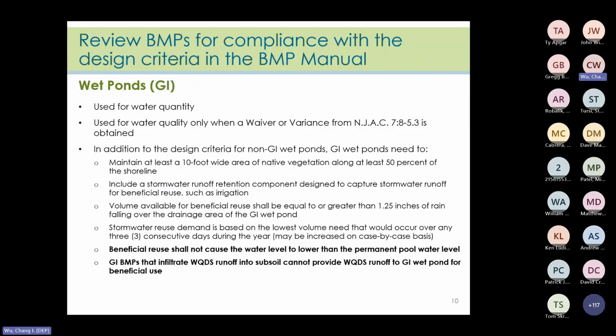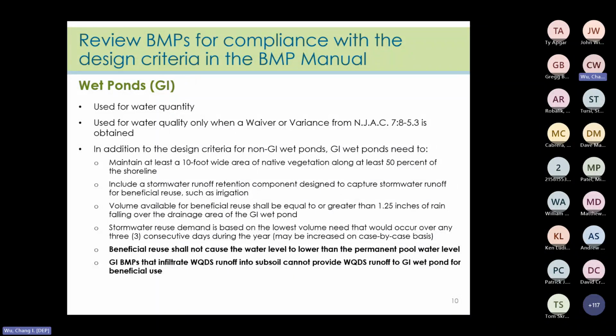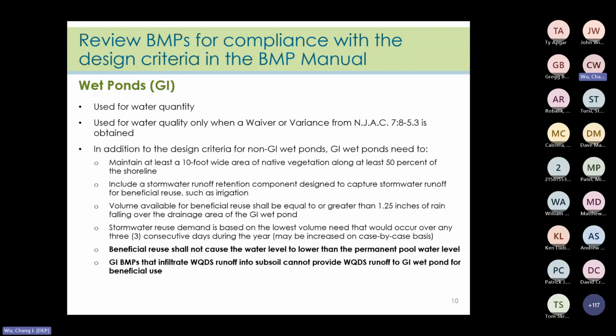The volume available for the beneficial use should be equal to or greater than 1.5 inches of rainfall over the drainage area of the GI wet pond. Stormwater reuse demand is based on 3 consecutive days of use. Beneficial reuse should not cause the water level to lower than the permanent pool water level. And a GI BMP that infiltrates WQDS runoff into the subsoil cannot provide WQDS runoff to a GI wet pond for beneficial use. For example, if you design a small-scale bioretention basin upstream of a GI wet pond, the runoff infiltrated through that bioretention BMP cannot count as WQDS runoff going into the downstream GI wet pond.